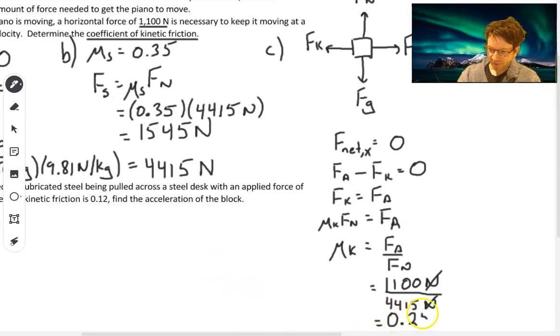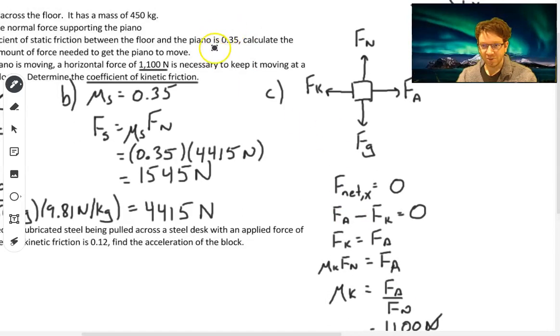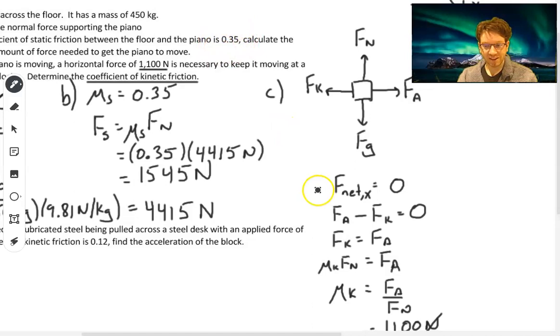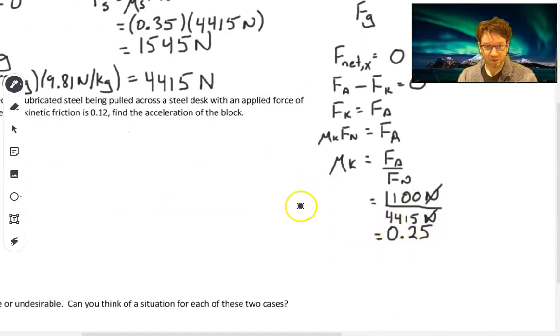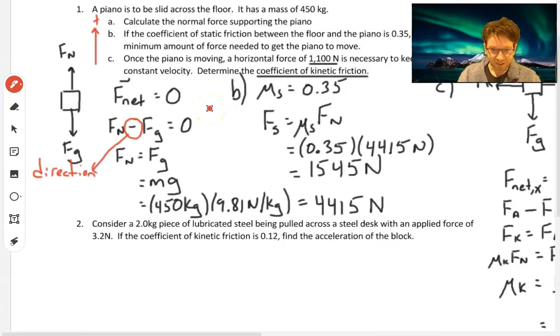And that makes sense because the coefficient of kinetic friction should be smaller than the coefficient of static friction. And static friction up here is 0.35, and we got 0.25. All right, so the question is, why did I not make gravity negative here?